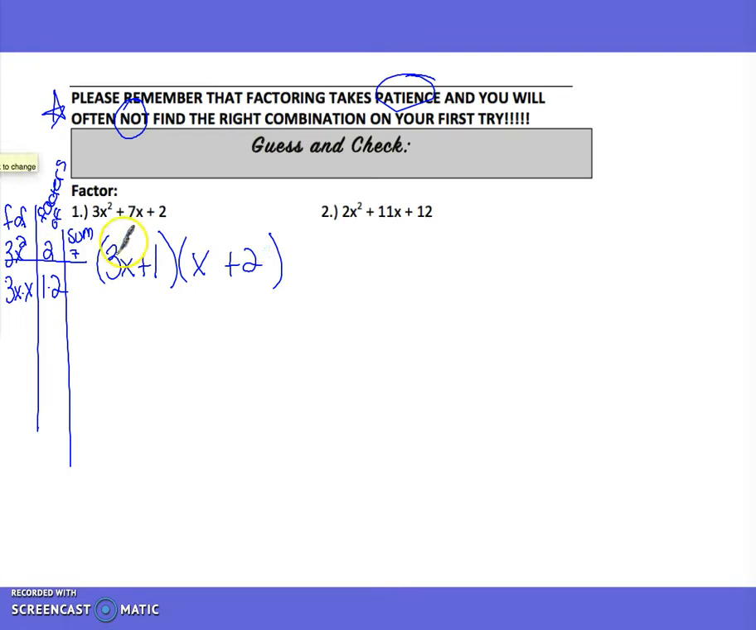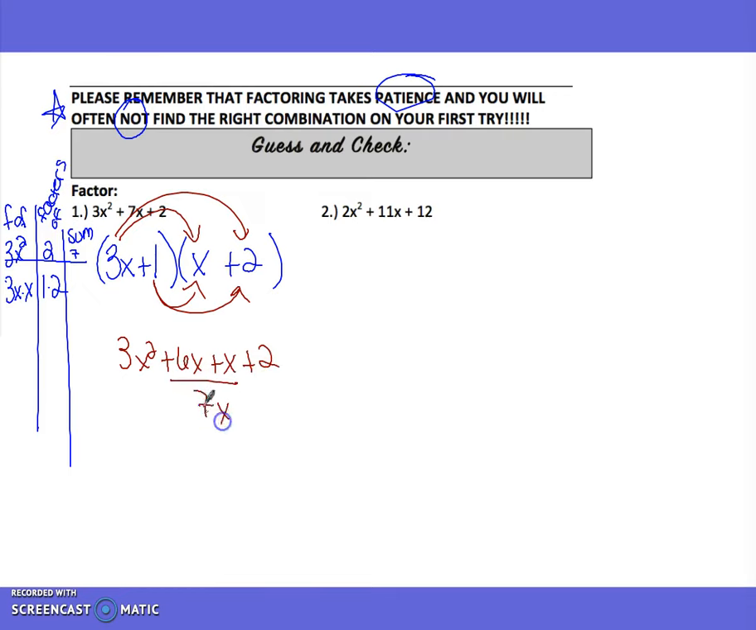I just put them in there randomly, but I need to check and see if they work. So go ahead and do 3x times x is 3x squared. 3x times 2 is plus 6x. 1 times x is plus x. And 1 times 2 is plus 2. Sum them together, you get 7x. Oh, is that what I was looking for? We got lucky and got it on the first try.